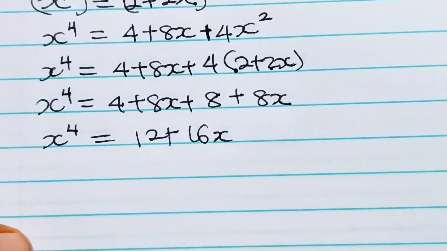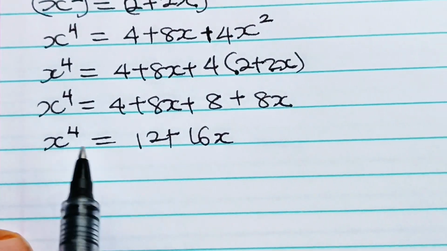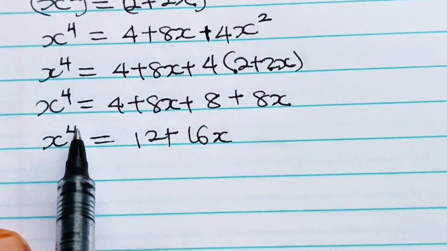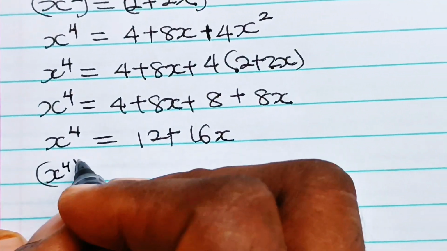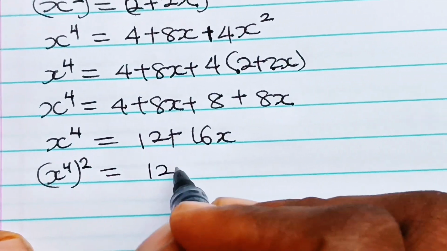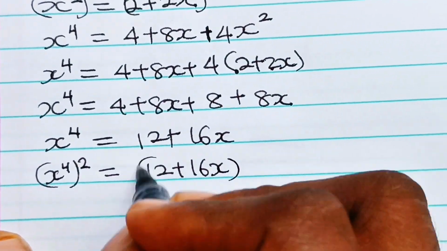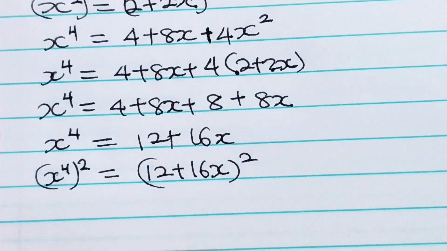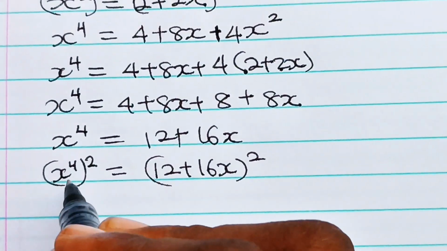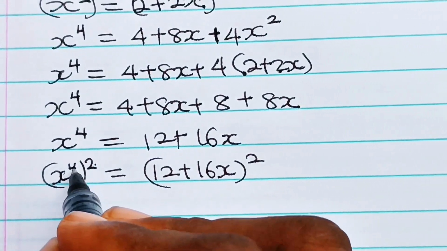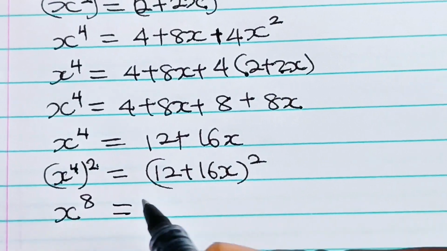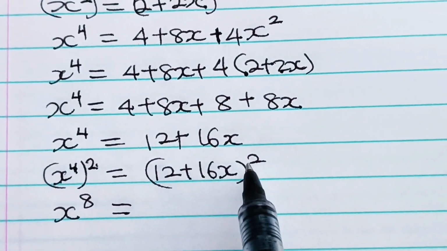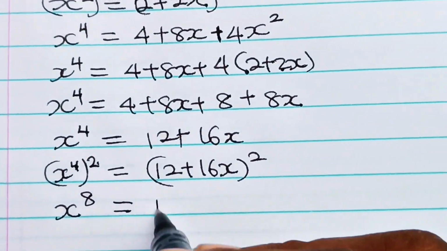Now recall our plan to get x to the power of 10. So we need x to the power of 8 right now. So we are going to square this again. All right. So we have x to the power of 4 squared is equal to 12 plus 16x squared. Okay. All right. Now we have x to the power of 4 squared. 4 times 2 will give us 8. So we have x to the power of 8 is equal to, now 12 squared will give us what?